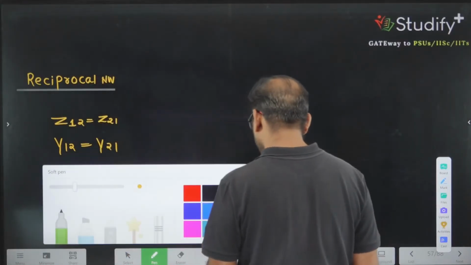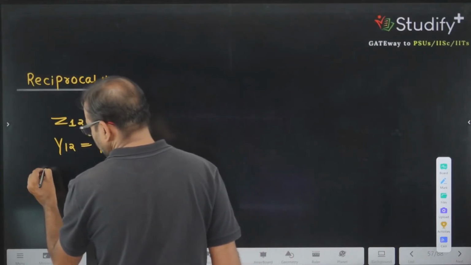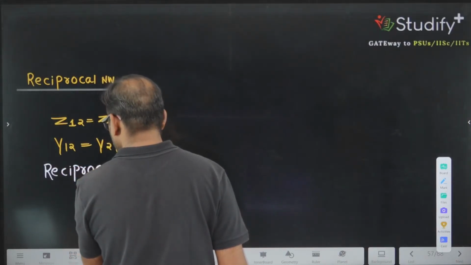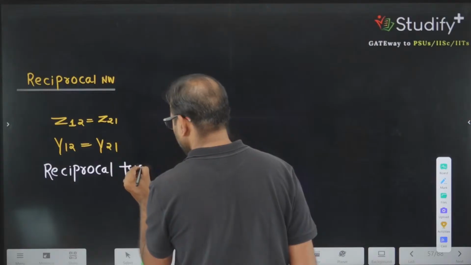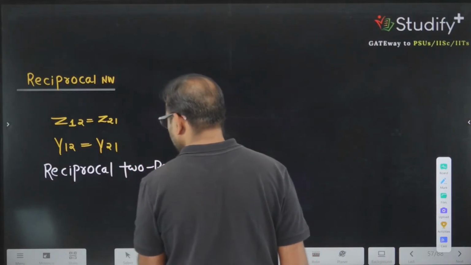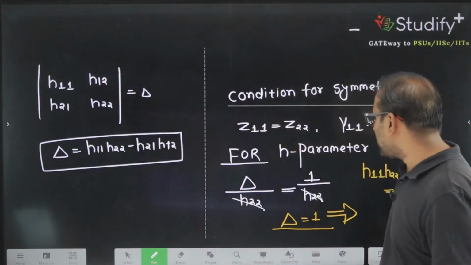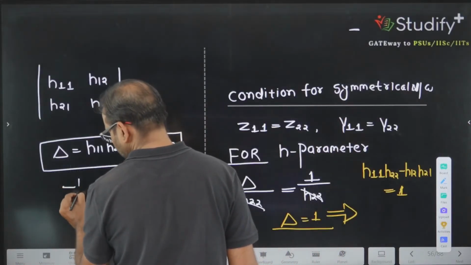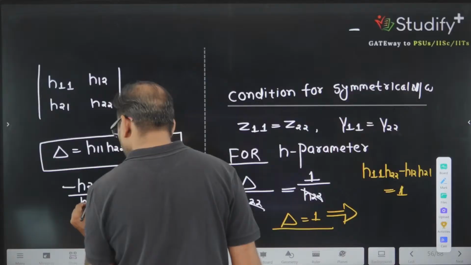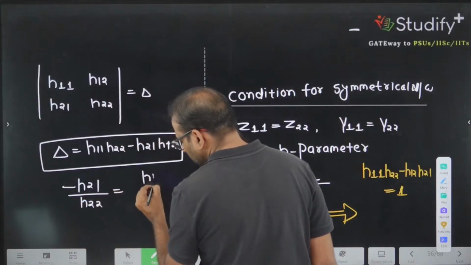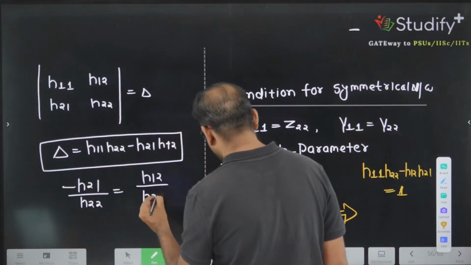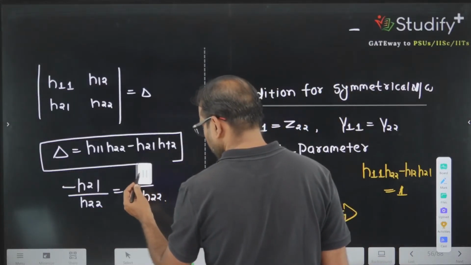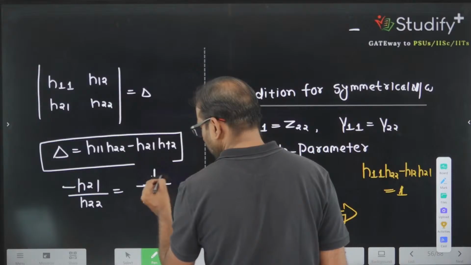Now we are interested in the reciprocity condition for H parameter. Reciprocal two-port using H parameter, if H parameter is given. So you can say in this case these two values must be equal. So minus H21 divided by H22 should be equivalent to H12 divided by H22. When you look at this, this is 1 divided by this.